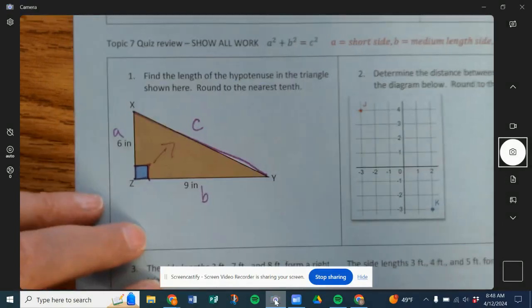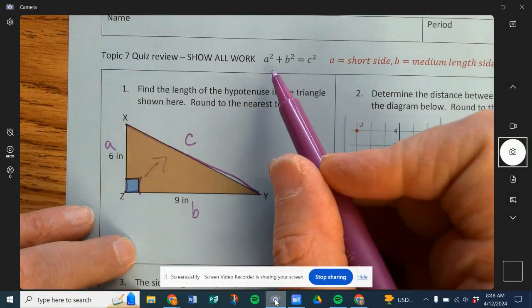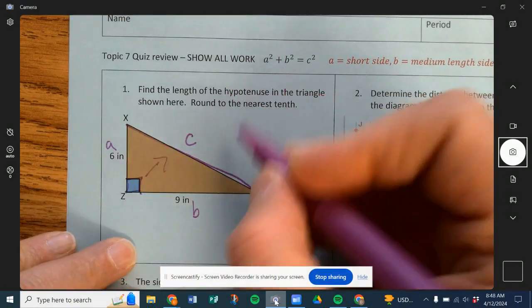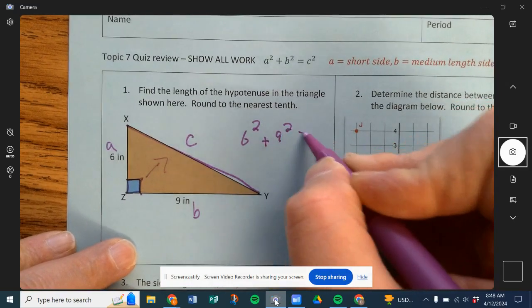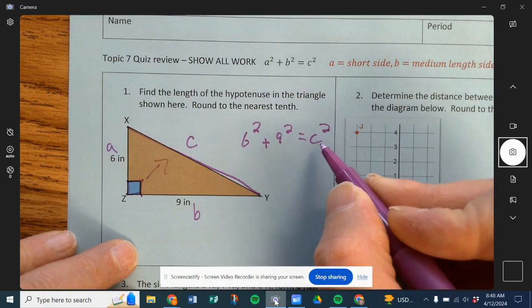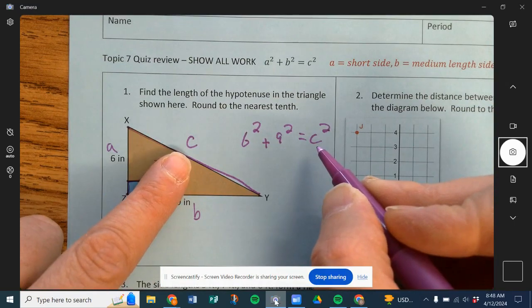I'm just going to use the Pythagorean theorem right here. 6 is going to go in for A, so it's going to be 6 squared plus 9 squared equals C squared, right? C squared remains a variable because I don't know it yet, and I'm trying to find it.